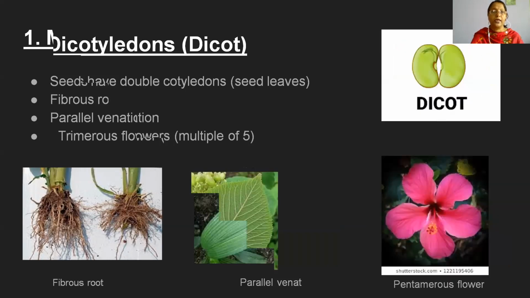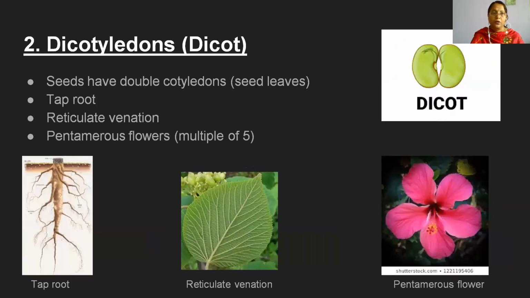Now come to the next group of angiosperm, that is the dicotyledon. Di means 2 and cotyledon means seed leaves. So here in these plants, seeds have 2 cotyledons or seed leaves, or double cotyledons. Here the root is a taproot. From the picture, it will be clear to you what the structure of a taproot is. One main root is there and the side roots come out from there.